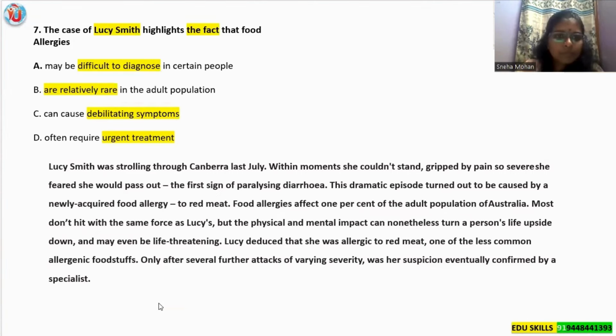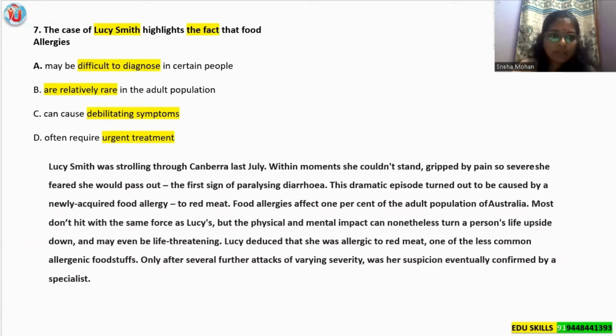Lucy Smith was strolling through Canberra last July. Within moments, she couldn't stand, gripped by pain so severe she feared she would pass out, the first sign of paralyzing diarrhea. This dramatic episode turned out to be caused by a newly acquired food allergy to red meat. Food allergies affect 1% of the adult population of Australia. Most don't hit with the same force as Lucy's, but the physical and mental impact can nonetheless turn a person's life upside down, and may even be life-threatening. Lucy deduced that she was allergic to red meat, one of the less common allergenic foodstuffs. Only after several further attacks of varying severity was her suspicion eventually confirmed by a specialist.